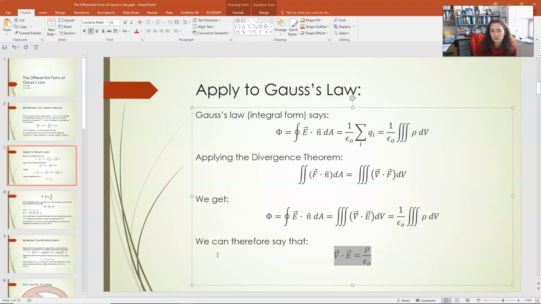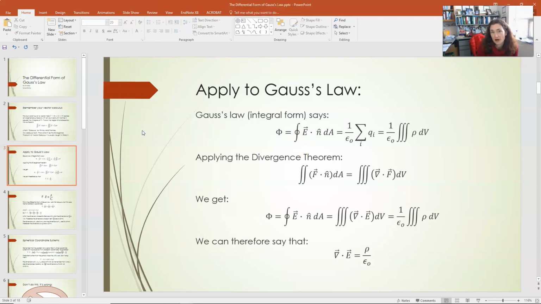Okay? Now this is the differential form of Gauss's law. Del dot E is equal to rho over epsilon naught. And you can see that we derived this from our integral form of Gauss's law and using the divergence theorem from vector calculus. All right?